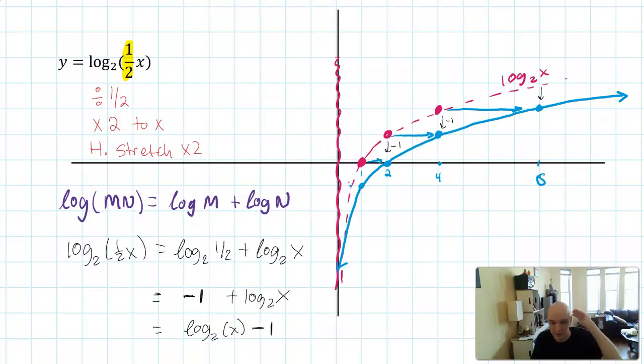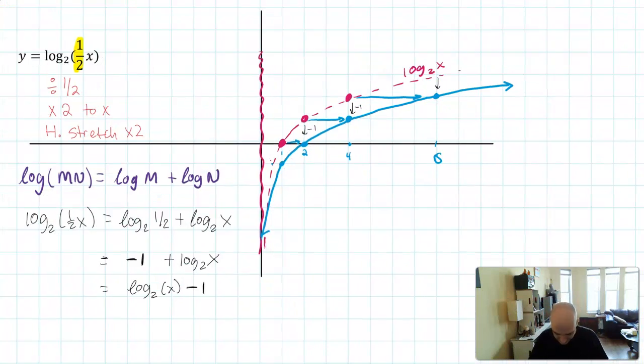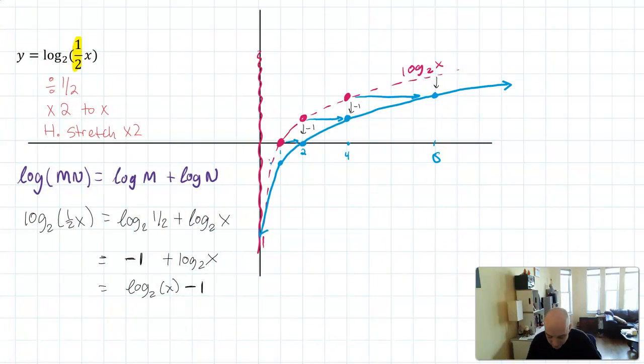That is, log base 2 of x shifted down by 1. And if you took that parent graph and shifted it down by 1, you'd actually produce the same result as a horizontal stretch by a factor of 2. That's really, to me, quite remarkable. We've seen this before with other graphs.